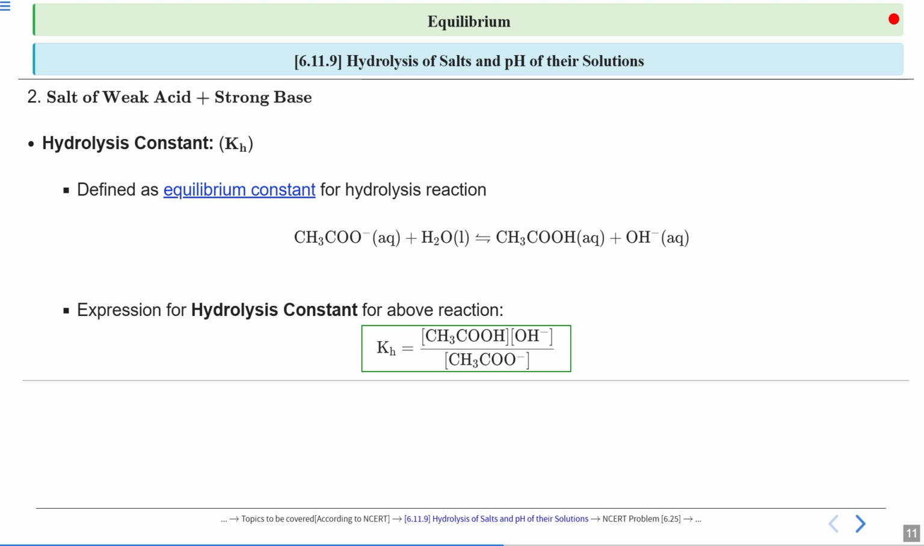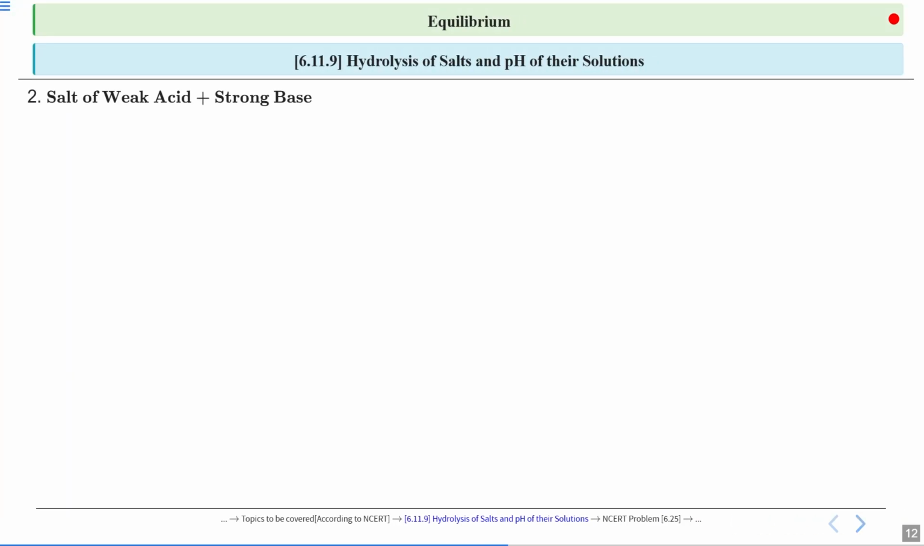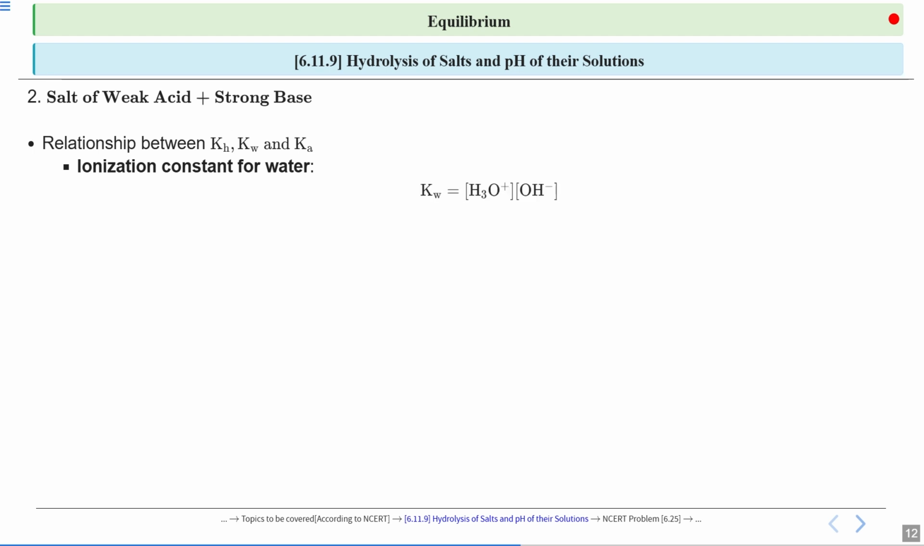Moving on further, we will define a new term, which is the relation between KH, Kw and Ka. Remember, this relation is very, very important for you. How do we define it? We know it very well that the ionization constant of water is the H3O plus concentration multiplied by the OH minus concentration. So this is the definition for Kw.